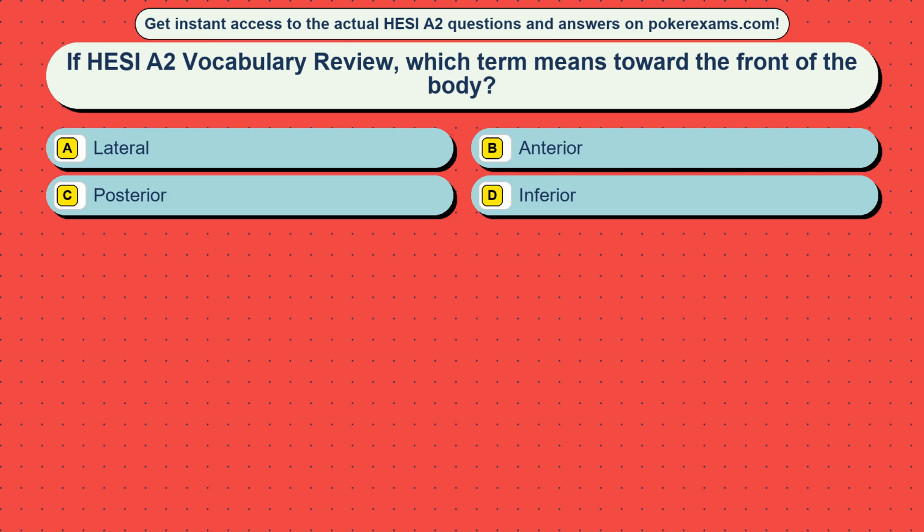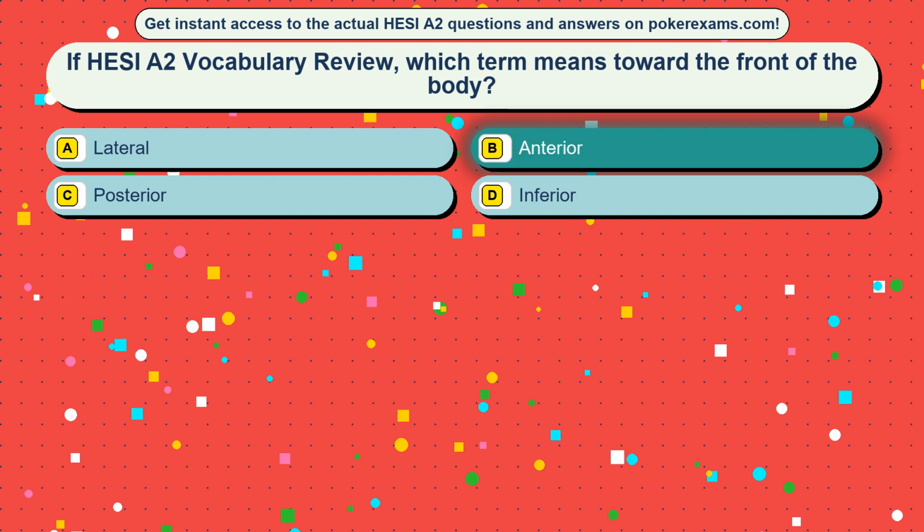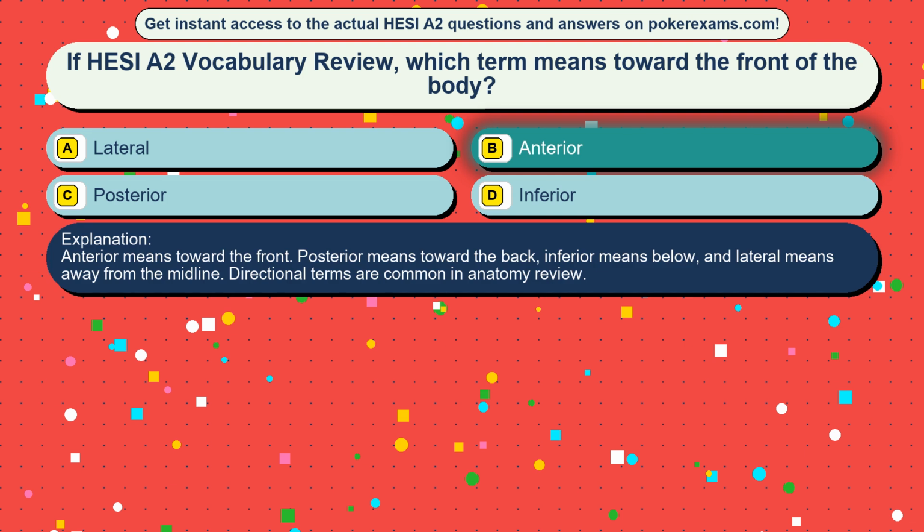Question 20. If HESI A2 vocabulary review, which term means toward the front of the body? Option A, lateral. Option B, anterior. Option C, posterior. Option D, inferior. The correct answer is option B, anterior. Anterior means toward the front, posterior means toward the back, inferior means below, and lateral means away from the midline. Directional terms are common in anatomy review.